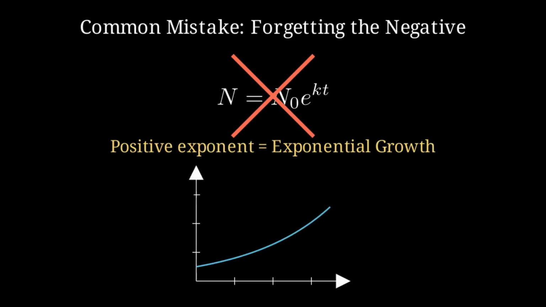One of the most frequent errors is forgetting the negative sign in the exponent. Without it, your model will predict that your substance is growing exponentially rather than decaying. Always check your graph. If the line is going up, your k or your exponent sign is wrong.